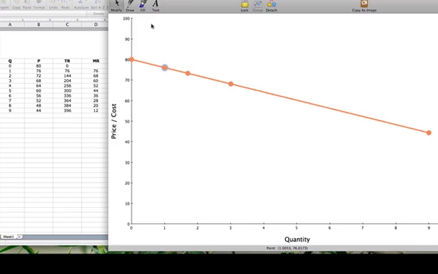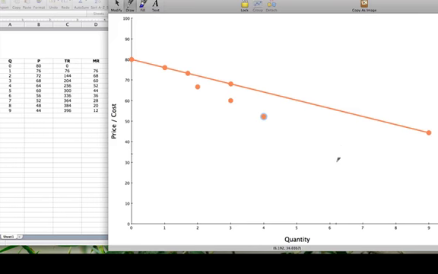Next thing to plot is our marginal revenue curve. When we have a quantity of 1, the marginal revenue is 76. When we have a quantity of 2, the marginal revenue is 68. When we have a quantity of 3, the marginal revenue is 60. When we have a quantity of 4, the marginal revenue is 52.